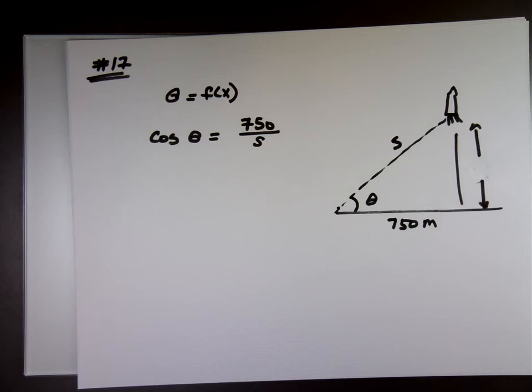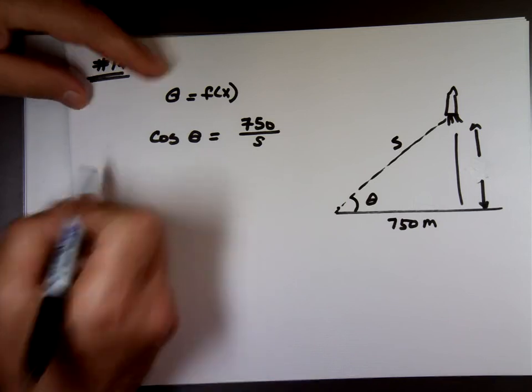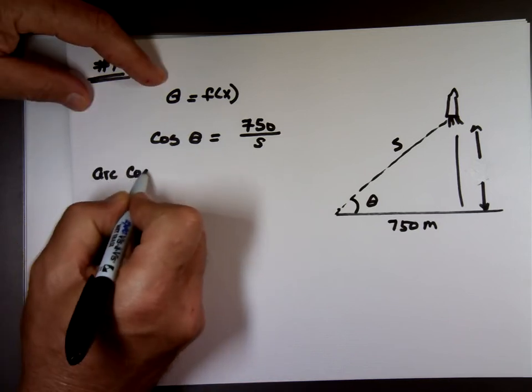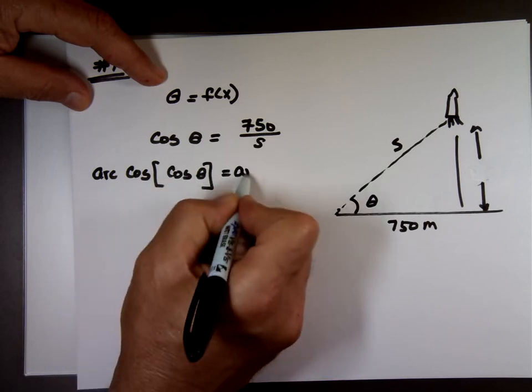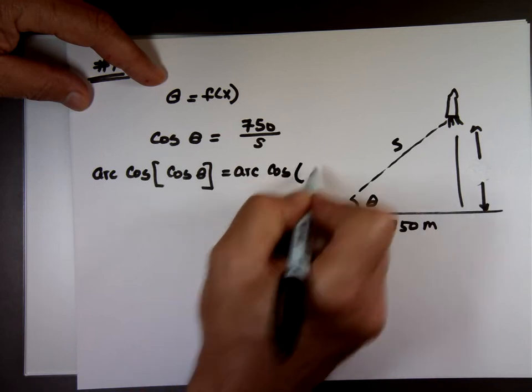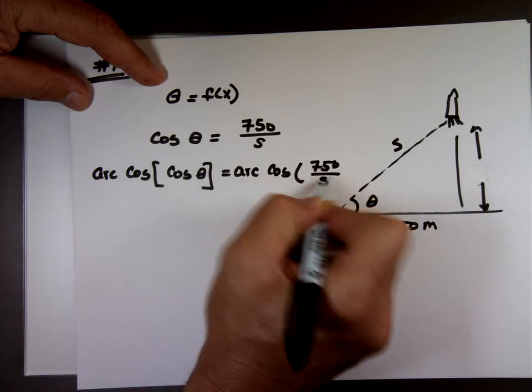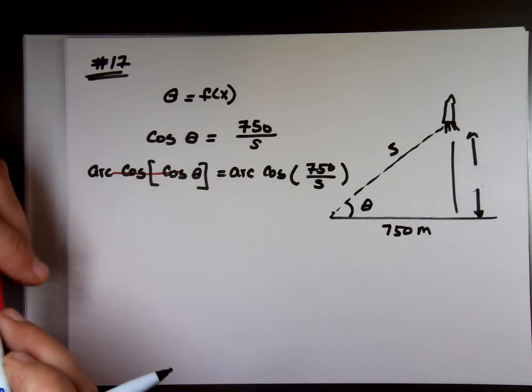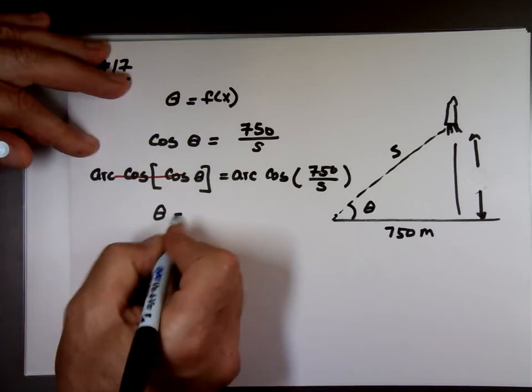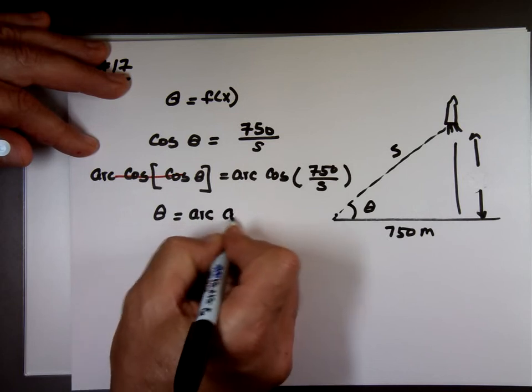Well, they don't want us to solve for cosine theta. They want us to solve for theta. So how do you get rid of the cosine? Arc cosine, because that's the inverse. If you have a trig function like cosine, the only way to get rid of it is by taking the arc cosine. So these two will cancel each other out because they are the inverse of each other. And theta is equal to the arc cosine of 750 over S.